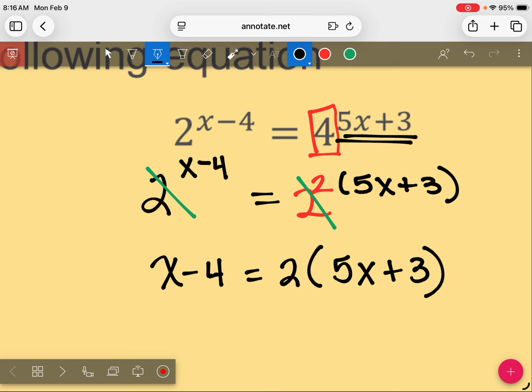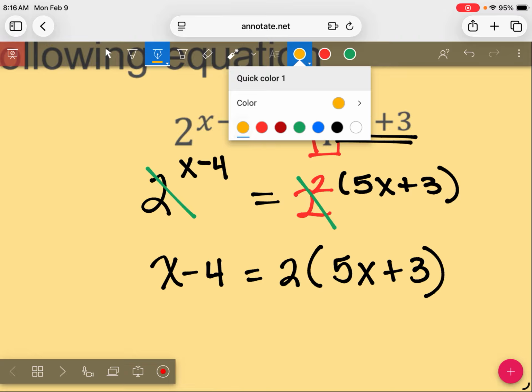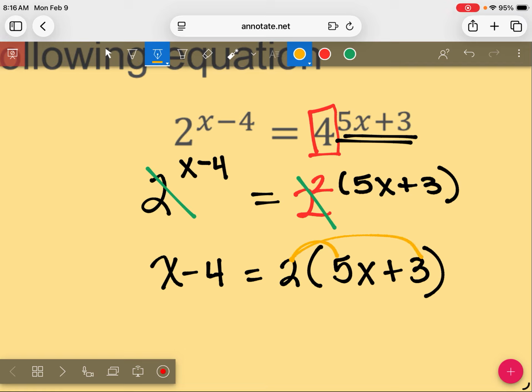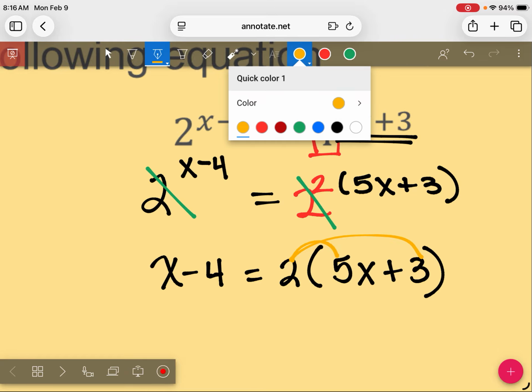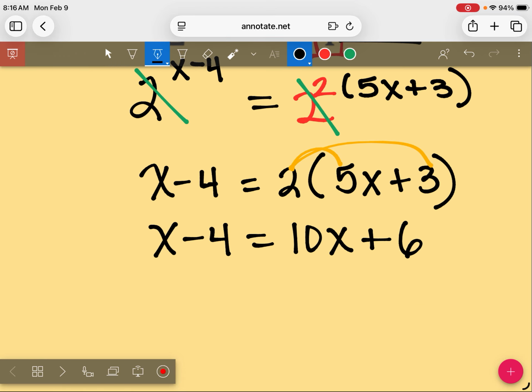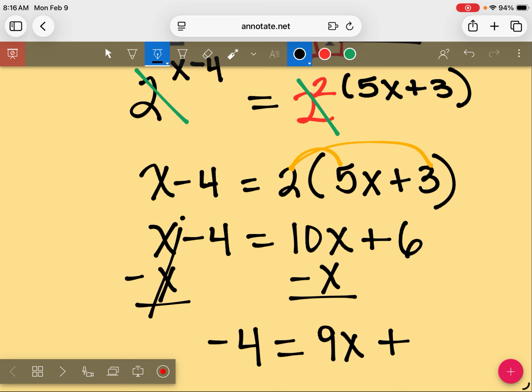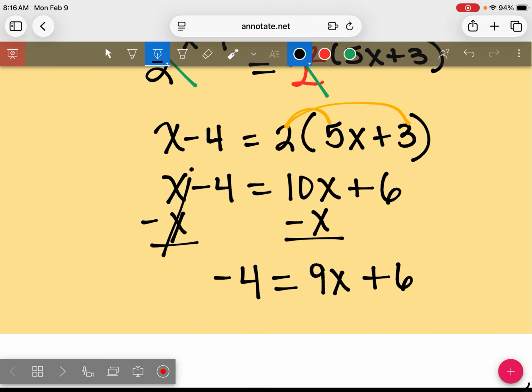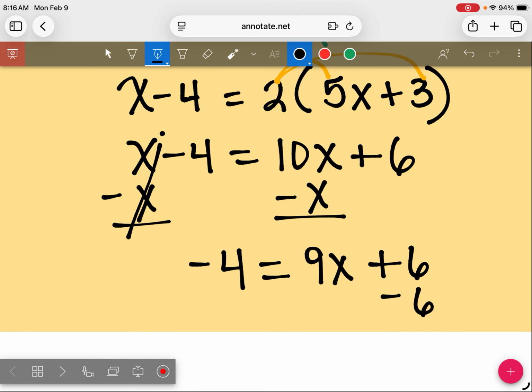And now we're going to distribute that 2 completely. Don't forget the 3. Everything in the parentheses is multiplied by 2. So we'll have x minus 4 equals 10x plus 6. I'm going to subtract the x, but you could also subtract the 10x. And that will give you negative 4 equals positive 9x plus 6. And then I need to subtract 6.